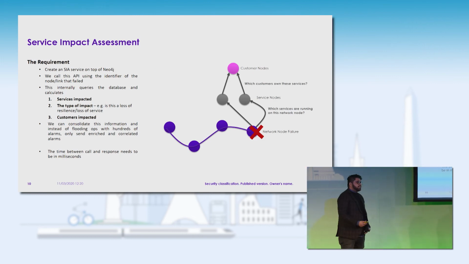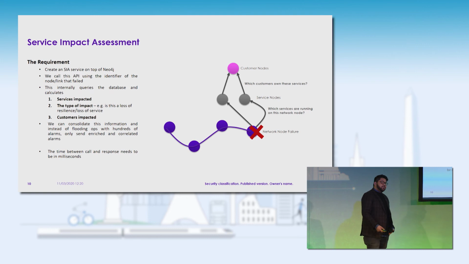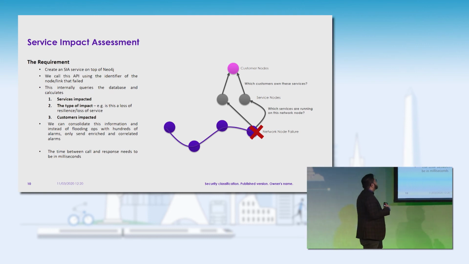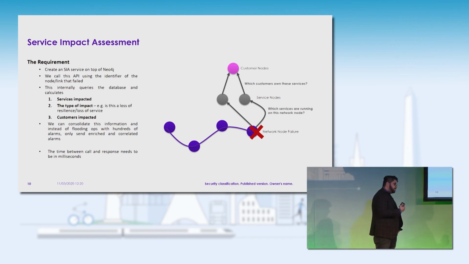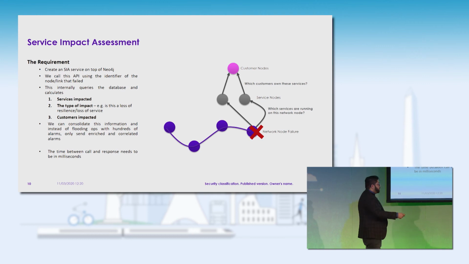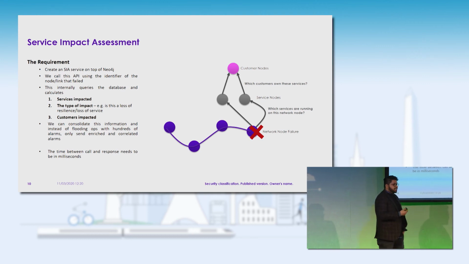And the last use case we explored with Neo4j was, from an alarms perspective, we wanted service impact assessment. So what we want is for an enriched and correlated alarm, a meaningful alarm, to reach operations. In Graph, that is fairly easy and straightforward to do.